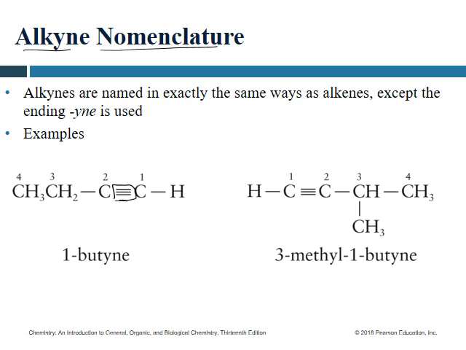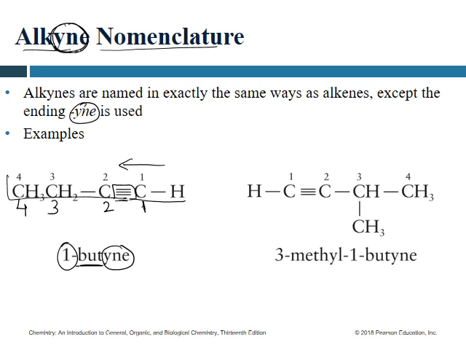So you have 1, 2, 3, 4. I started from right to left because on the first carbon you have a triple bond. That's why I have to give the lowest number to the carbon that has a triple bond. So this is 4 carbon, this is but, and the ending word will always be "yne," which comes from alkyne. So it is 1-butyne. 1 means the triple bond is present on the first carbon, and the parent chain has 4 carbons altogether, so it is butyne.